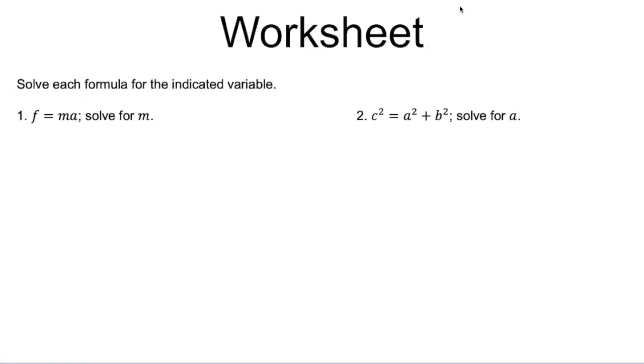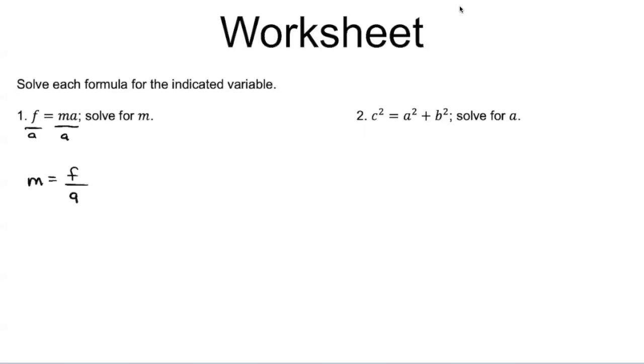The next section on the worksheet just wants us to isolate the variable, or solve each formula for the indicated variable. And it tells us which variable it wants us to isolate. So in this case, it wants us to isolate for the variable m. So if you're given this first example here, divide both sides by a. And I get that m is equal to f over a.